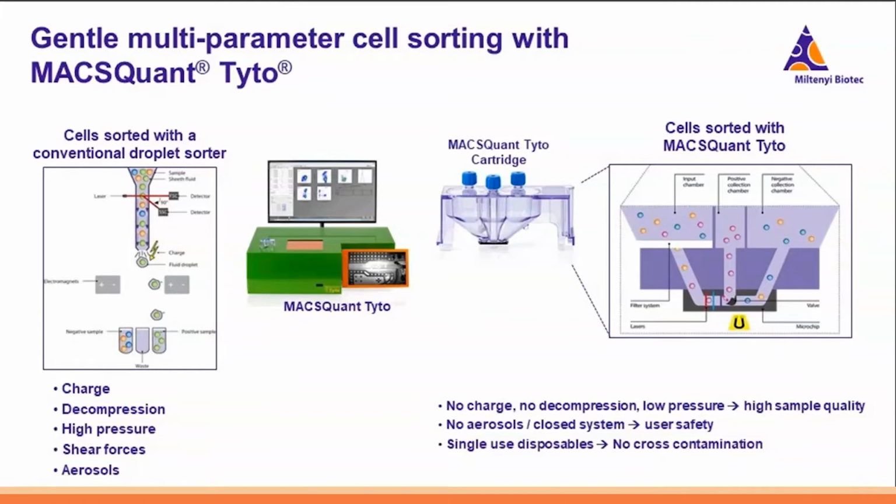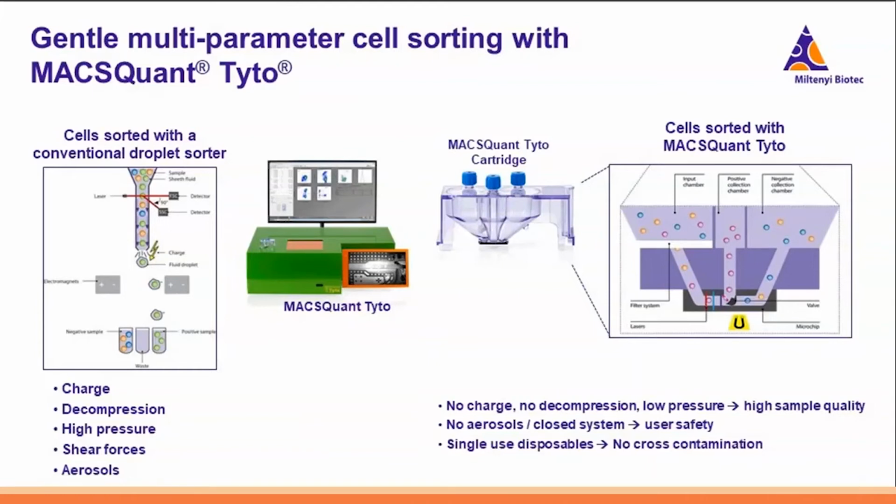with infectious samples. A more gentle alternative to droplet sorting is the MACSQuant Tyto cell sorter. Here, the sorting process takes place entirely in the MACSQuant Tyto cartridge, thanks to a unique microchip placed at the bottom of the cartridge. So no electrical charges or decompression are applied to the cells.